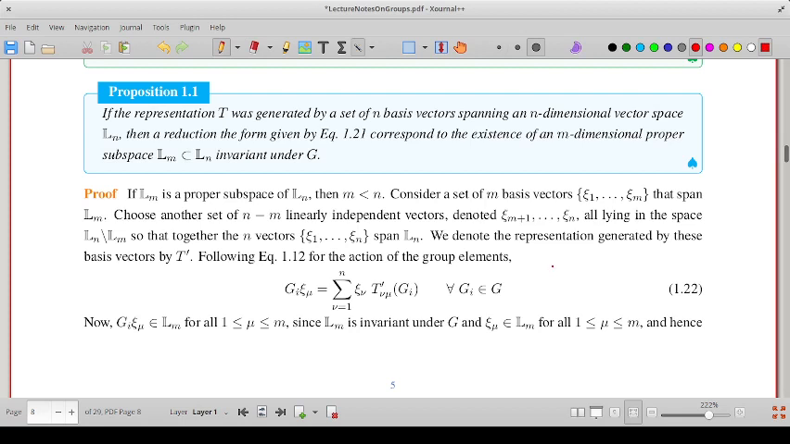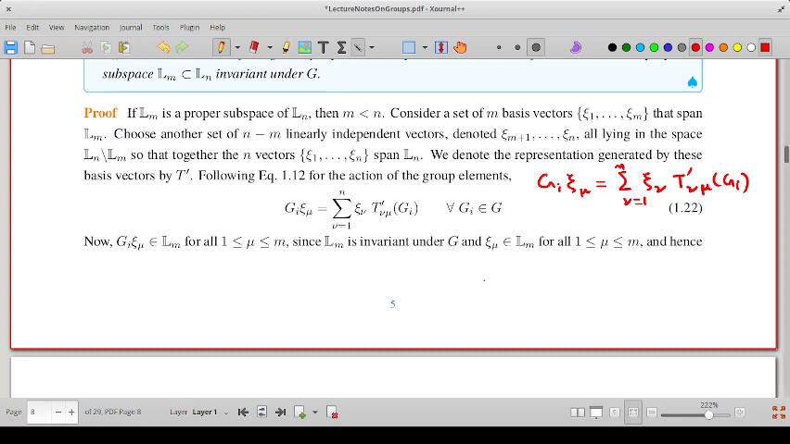Now we can consider that these basis vectors form a representation of the group G, and that representation will be denoted by G dash, so that the action of the group element Gi on any of these basis vectors Z mu will be given by the equation: sum over nu running from 1 to n, of the linear combination of Z nu, where the matrix representation is labeled by the symbol T dash. So we have T dash nu mu of Gi, and this is how these vectors transform for any Gi in the group G.